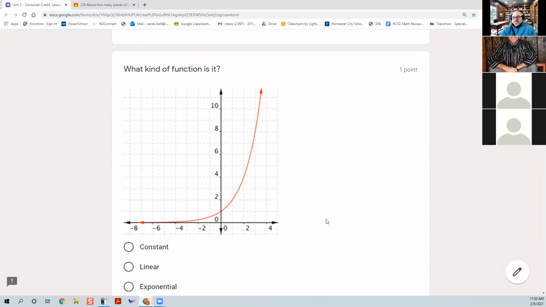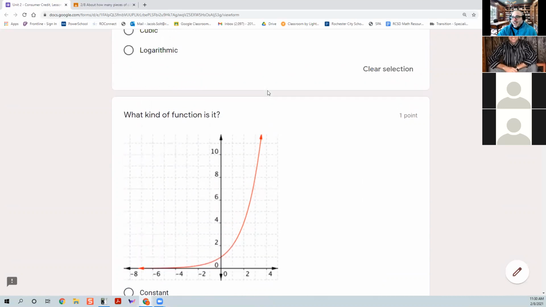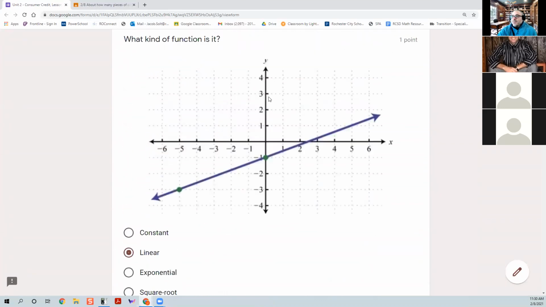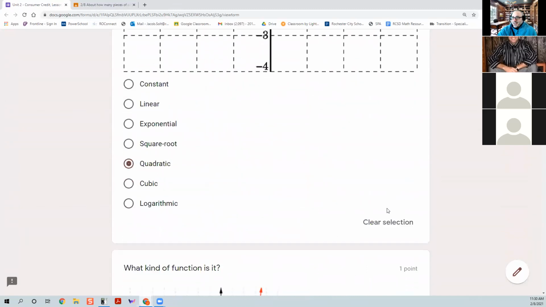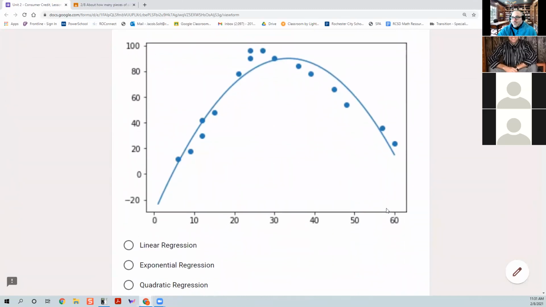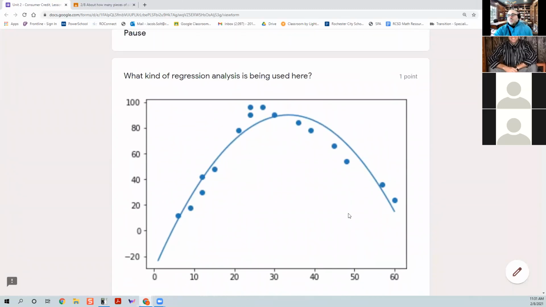What kind of function? Exponential. Yeah, exponential. Absolutely. It's got this shape right there. And if we go back to our poster from the very beginning, here's our exponential shape. Great. Again, we're just doing some review of our function families, because here's what a regression is.